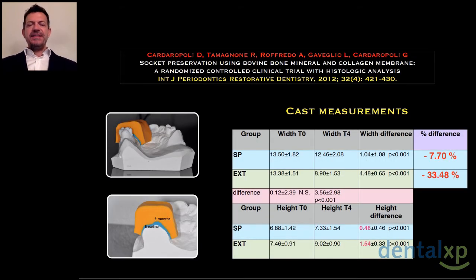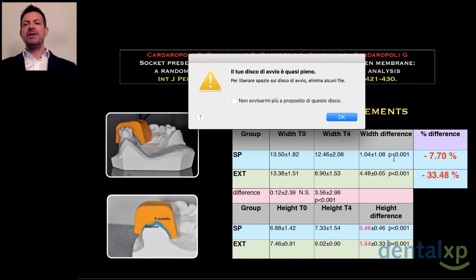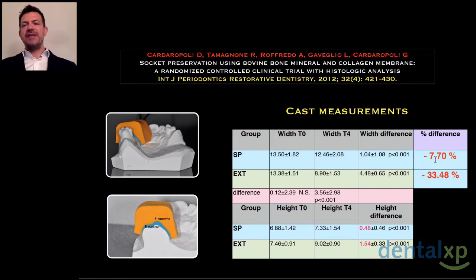These are the outcomes. In the socket preservation group, the test group, the difference in the width of the ridge, the horizontal dimension, was 1.04 millimeters, corresponding to 7.7%. In the control group, with spontaneous healing, the remodeling was 4.5 millimeters. That was 33.48% of remodeling in the horizontal dimension. The difference was statistically significant.